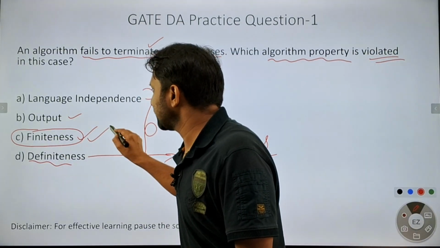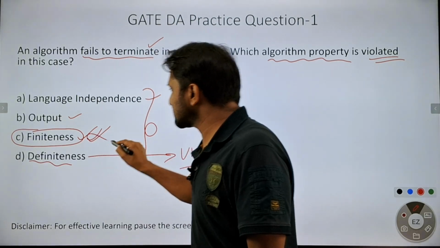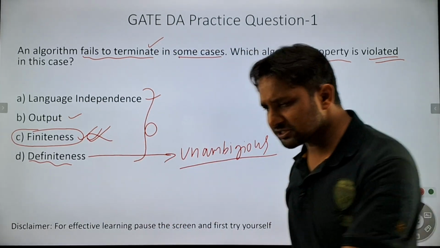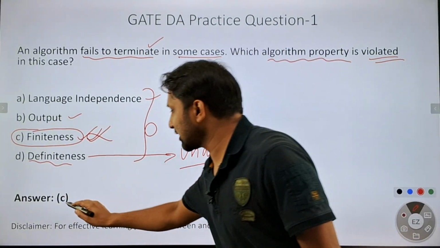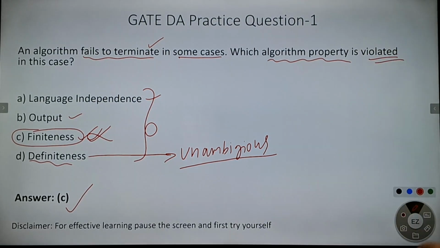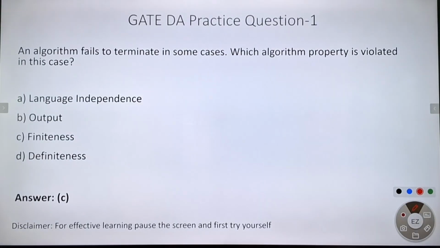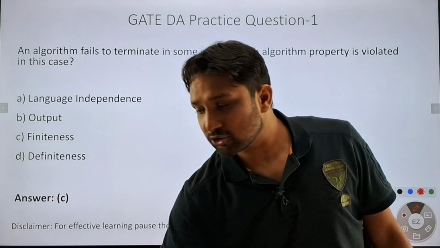so the answer should be C. We are violating this property of the algorithm. So let's check out. Yes, C is the right answer over here. Fine, okay. Let me move to the next GATE DA practice question.